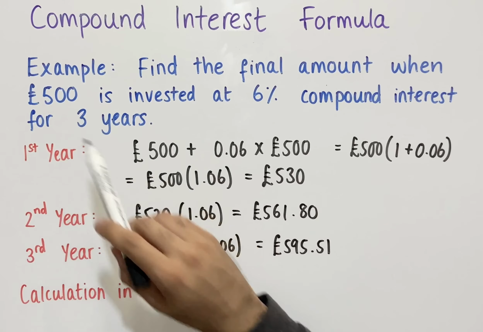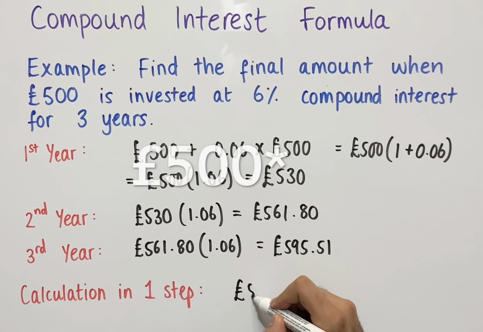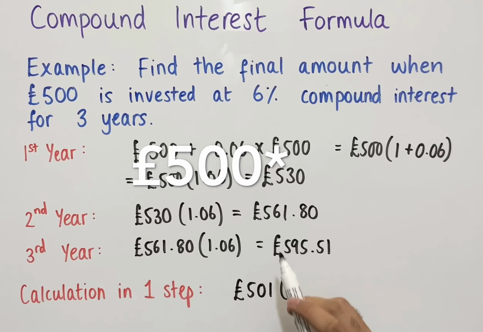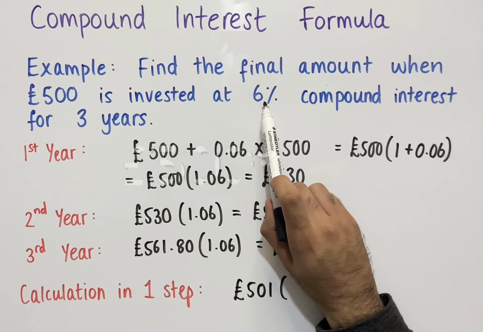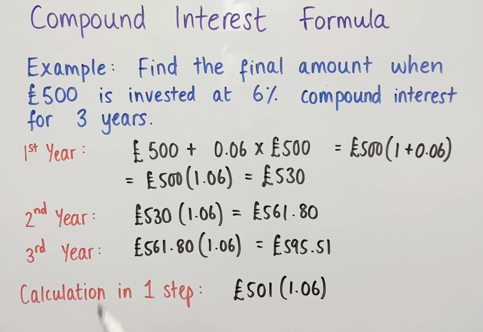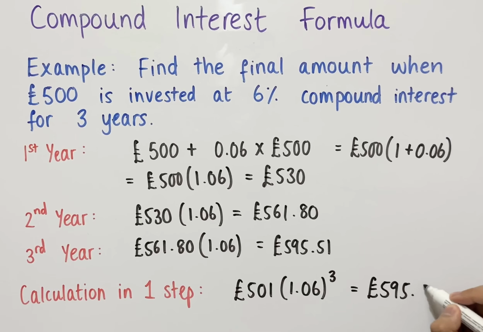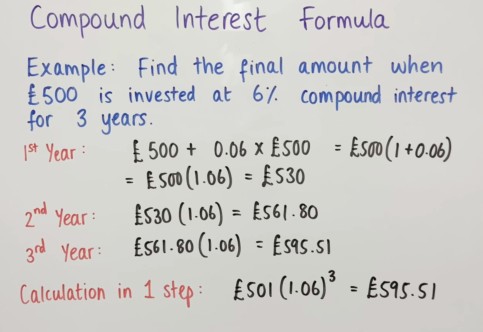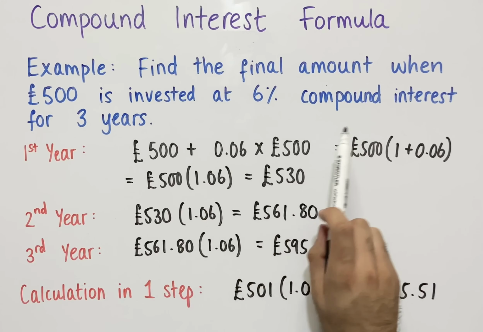The initial investment was £500, and we multiplied by the decimal multiplier of 1.06, since the compound interest rate was 6%. And since we're trying to work out the final amount after 3 years, we multiplied by 1.06 3 times. In other words, we can raise this to the power of 3. If we put this in a calculator and work this out, we would find that we end up with £595.51, which is what we showed was the final amount when £500 is invested at 6% compound interest for 3 years.